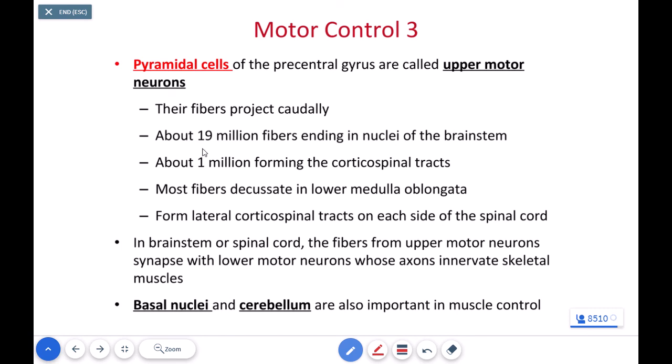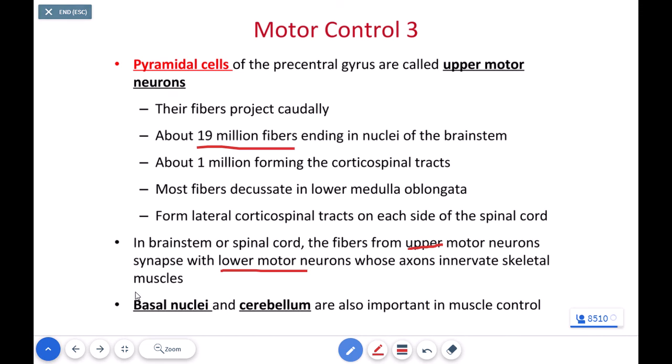As they send their fibers or axons down to the brainstem, they'll merge and form tracts within the spinal cord, spinal tracts. Within our brainstem and spinal cord, these upper motor neurons are going to synapse with lower motor neurons. So within the cerebrum, we have the pyramidal cell. That pyramidal cell is then going to synapse with another motor neuron within the spinal cord, and that motor neuron is then going to send its axon to the individual muscle that's going to be activated.